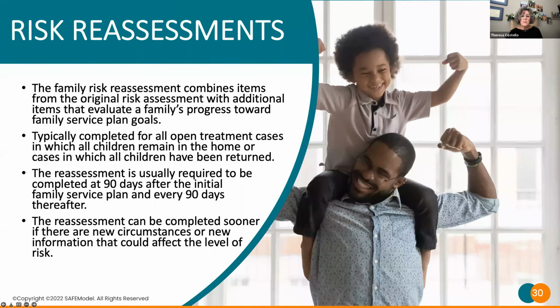In best practice, in terms of risk assessment, we see that we would take items from the original risk assessment, but also some new items are brought in. They're typically completed on open treatment cases. They're completed for children who've been in the home for some period of time, or already been reunified. There are different intervals when assessments are required. Frequently, it's about 90 days from the time of the service plan to the reassessment of the risk. And every jurisdiction has flexibility, in the sense that if new circumstances happen, you might determine that it's important to do a risk assessment at a different interval.